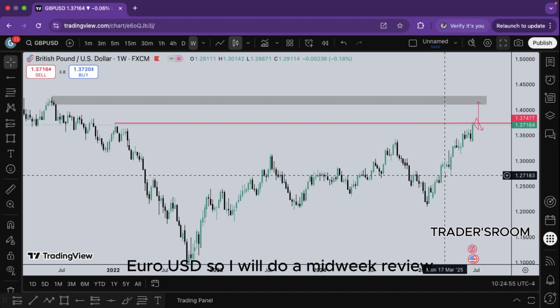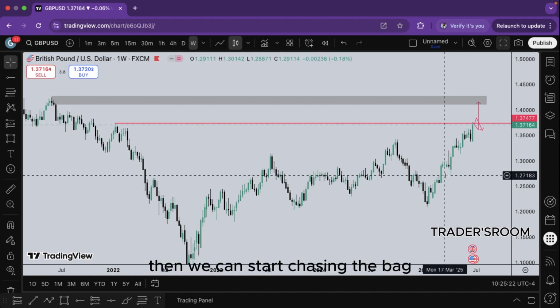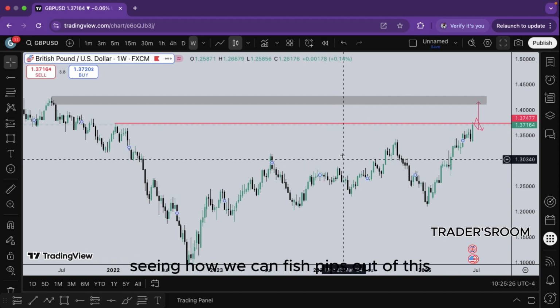EUR/USD. I will do a midweek review on what I'm going to expect based on what price presents, because we have some fundamentals coming up which we are also going to consider, and some macroeconomics. Let's see what Monday does, then we can start chasing the bar, going for the money, seeing how we can fish pips out of this.